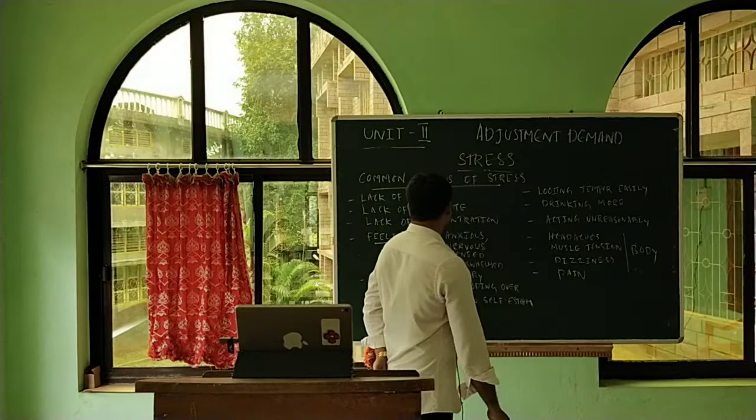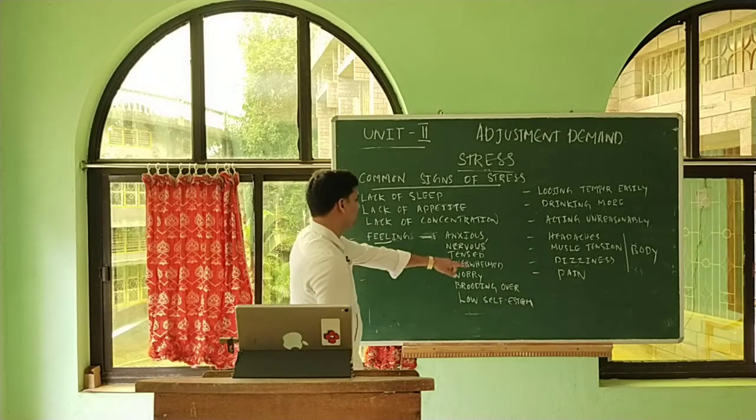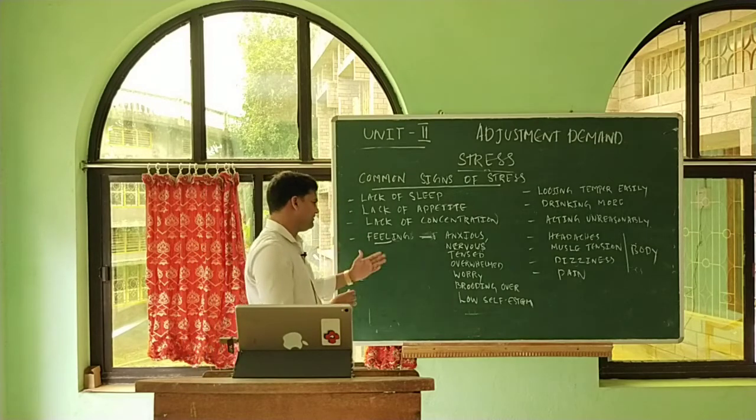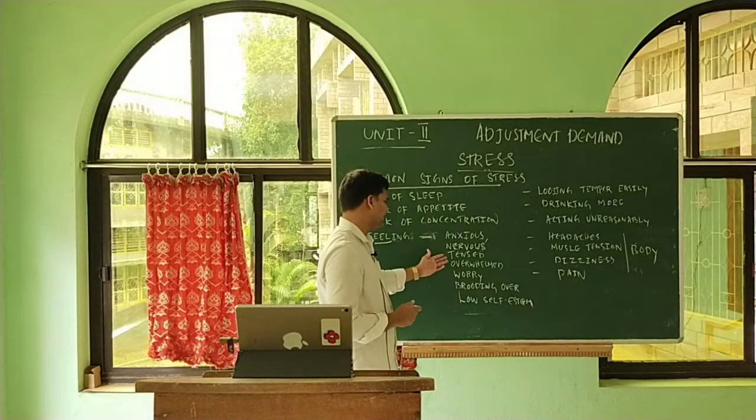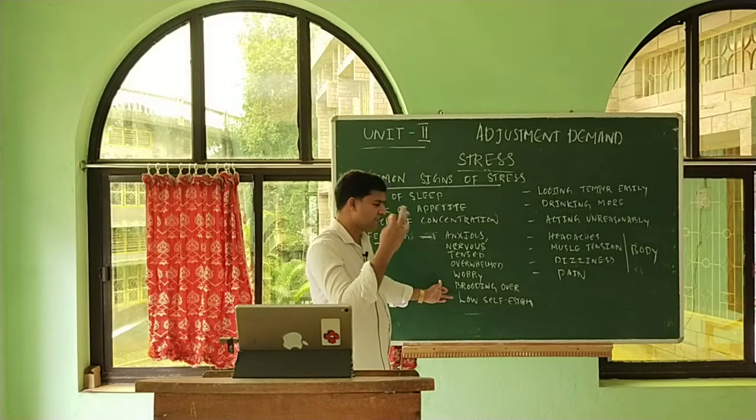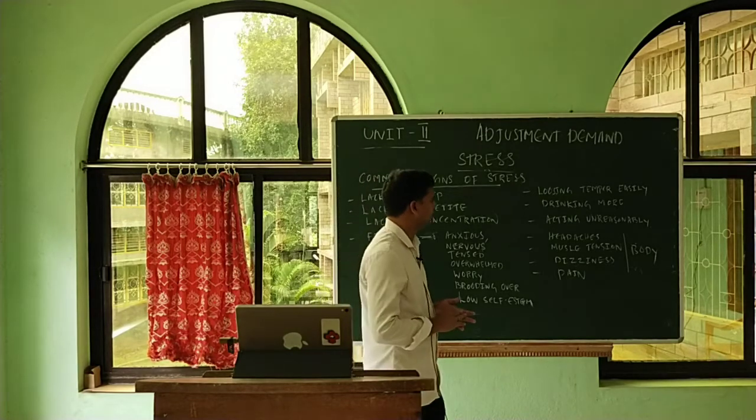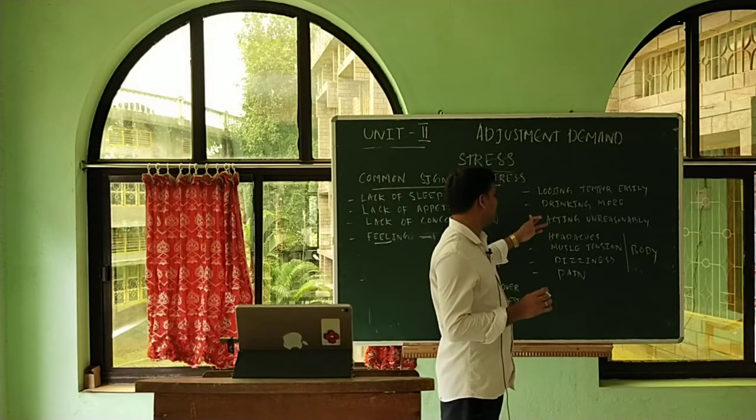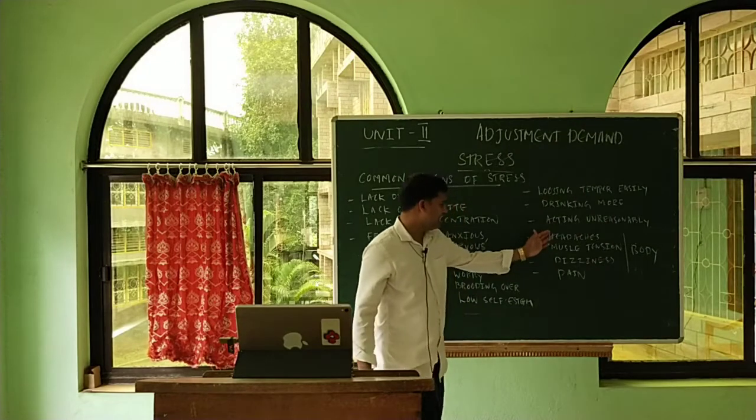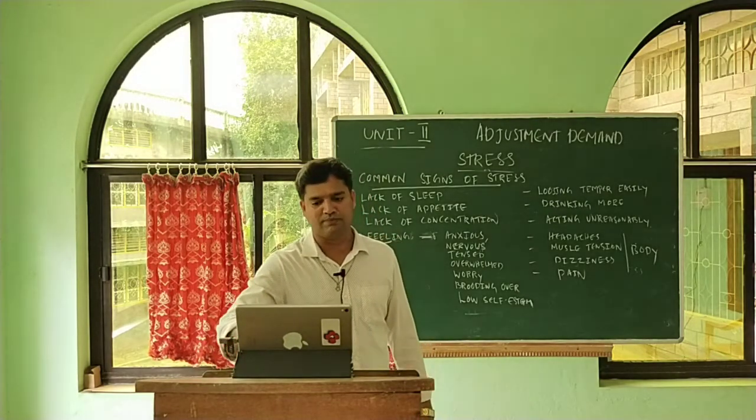See, other things are related to the mind. Lack of sleep and appetite are also connected to the body. Then the others are related to the mind. So lack of sleep, lack of appetite, lack of concentration, feeling anxious, nervous, tensed, overwhelmed, a lot of worry, brooding over, thinking again and again about the same thing, low self-esteem, they don't have any self-worth, losing temper quickly, drinking more, acting unreasonably, then some headaches, muscle tension, dizziness, pain. So these are some of the common symptoms of stress.